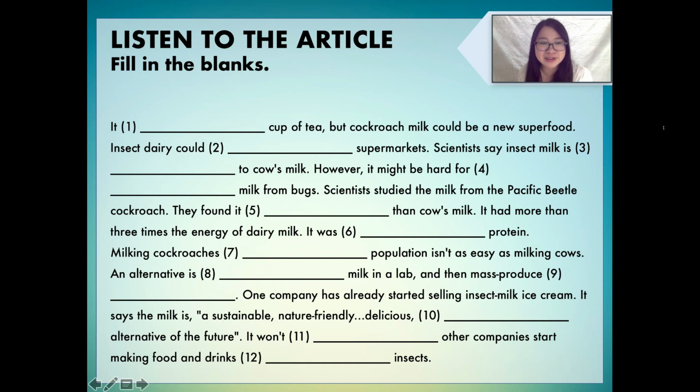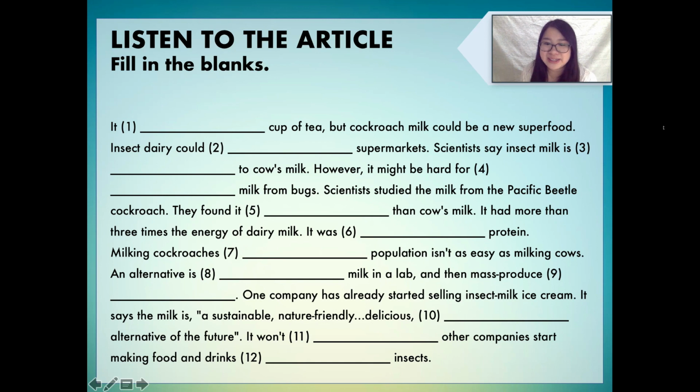Scientists studied the milk from the Pacific beetle cockroach. They found it was more nutritious than cow's milk. It had more than 3 times the energy of dairy milk. It was also full of protein. Milking cockroaches for the human population isn't as easy as milking cows. An alternative is to recreate the milk in a lab and then produce it in factories.